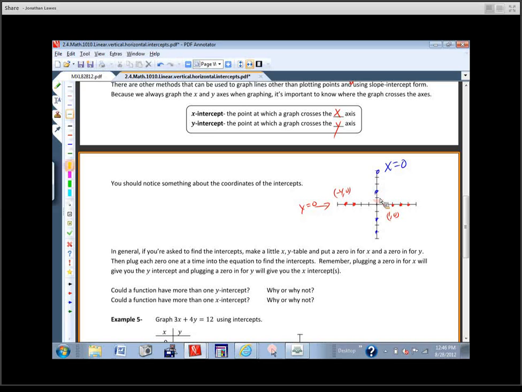So here's what I want you to notice. Here's the question. How do you find intercepts? When somebody says, how do you find intercepts, this is what I want you to think. You make a little xy table, you put in a 0 for x, find the y that goes along with it, and you put in a 0 for y. Okay?